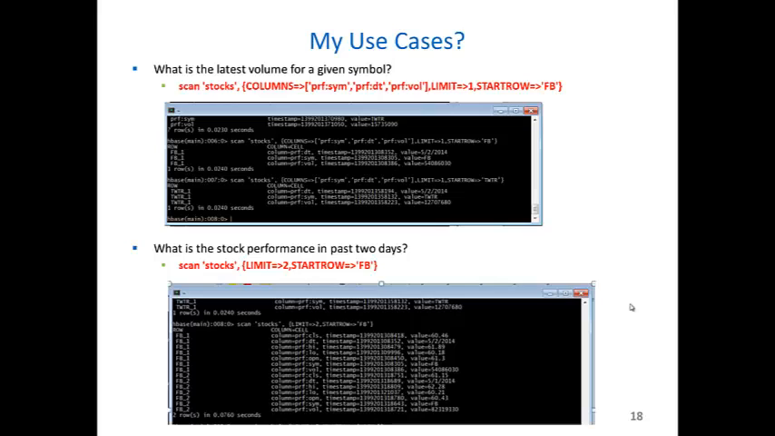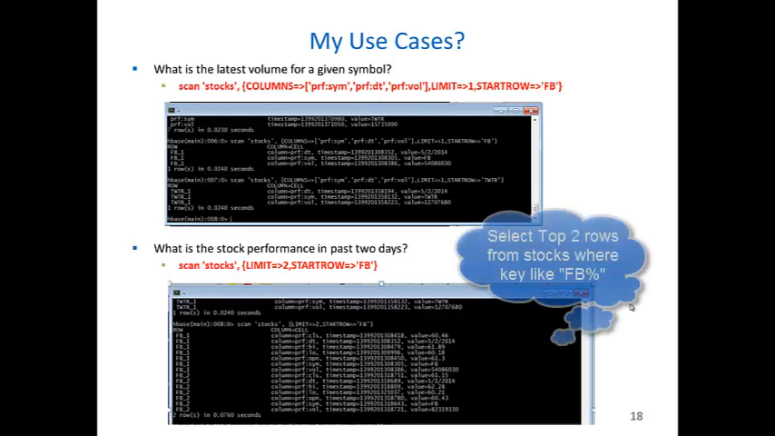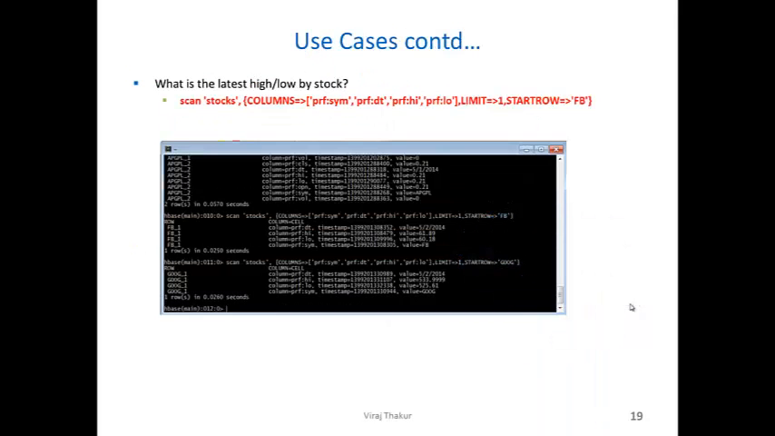The second use case, what is the stock performance in the past 2 days, is a variation of the first one, where I'm selecting the top 2 rows and doing a partial key range scan on keys starting with FB. The third use case is also a variation on the first two, but here the change is that I select particular columns, the high-low columns, and the symbol and date columns.